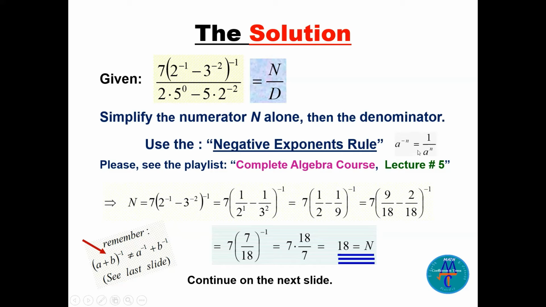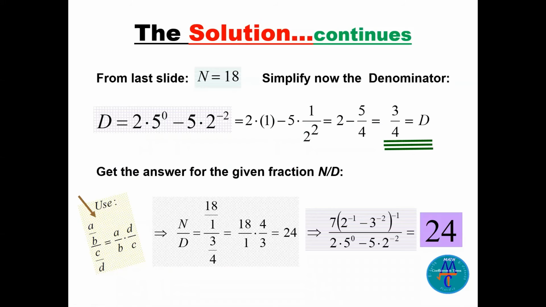I can use the same rule here because I have minus 1 in the power, so I can invert. 7 over 18 to the power minus 1 is the same as 18 over 7. And there is a 7 in the question waiting, so we can cancel this 7, so n is 18. Now from the last slide, we have seen n is equal to 18. Let's simplify now the denominator.